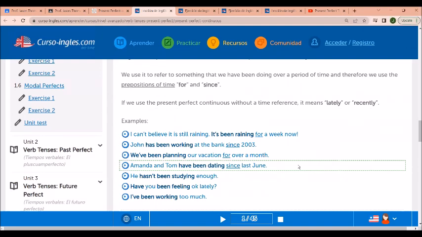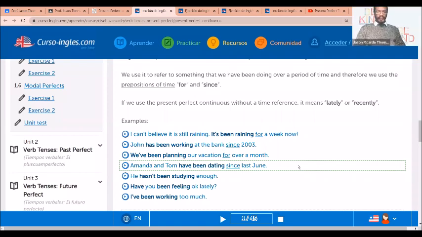Examples: I can't believe it's still raining. It's been raining for a week now. John has been working at the bank since, how can we say, 2003 or 2003? 2003, okay. We've been planning our vacation for over a month. Amanda and Tom have been dating since last June. He hasn't been studying enough. Have you been feeling okay lately? I've been working too much.